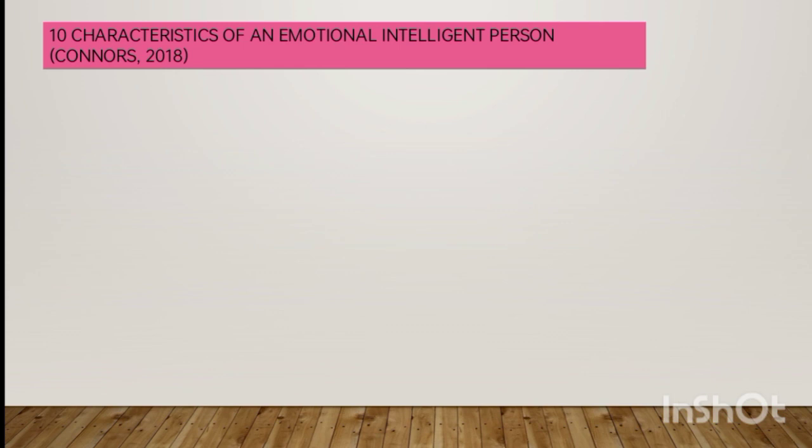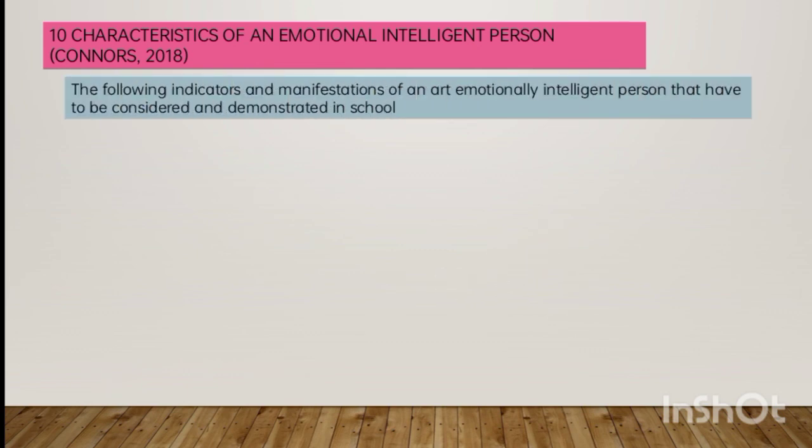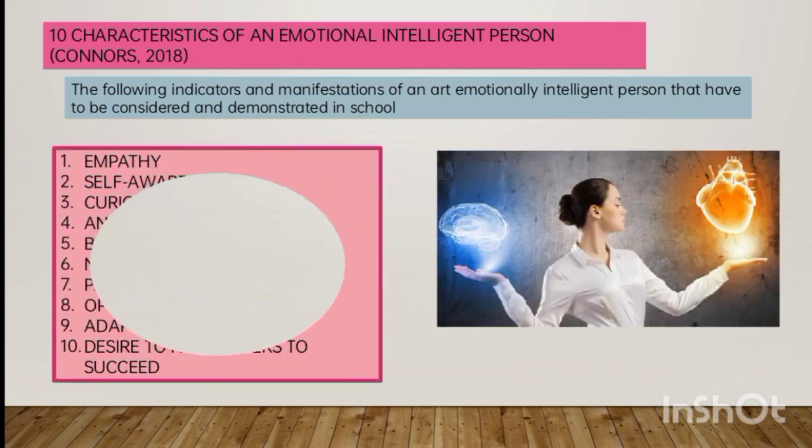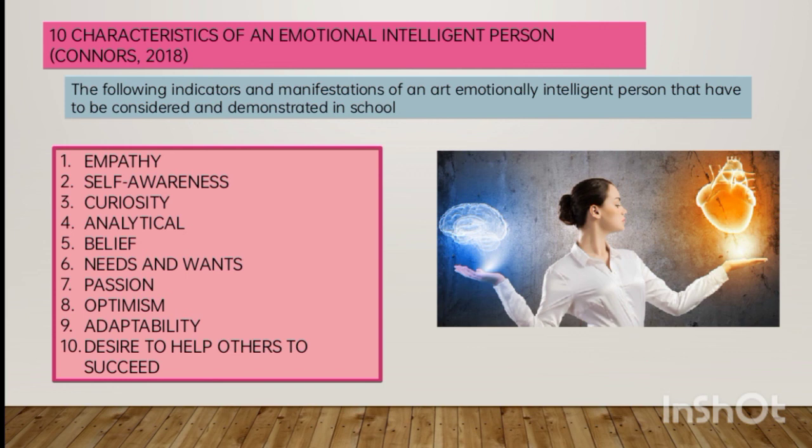Ten characteristics of an emotionally intelligent person, according to Connors 2018. The following are indicators and manifestations of an emotionally intelligent person that have to be considered and demonstrated in school. Number 1 is empathy. Empathy is the capacity to understand or feel what another person is experiencing from within their frame of reference. Greater Good Science Center in UC Berkeley laid down two different types of empathy. There is affective empathy and cognitive empathy.